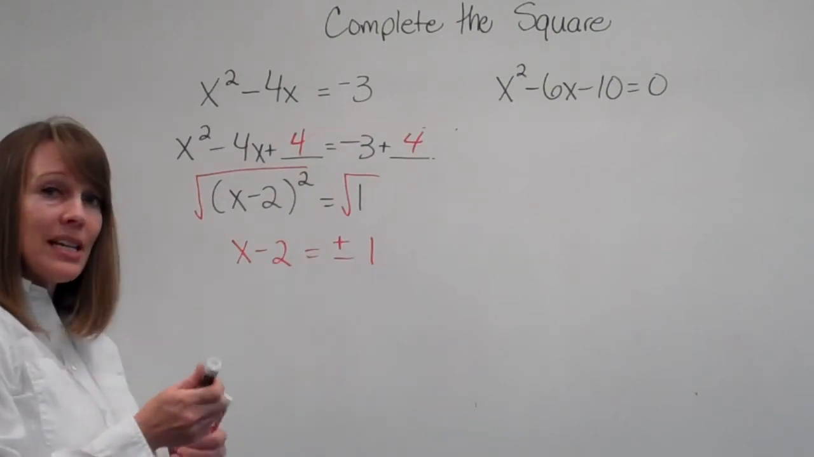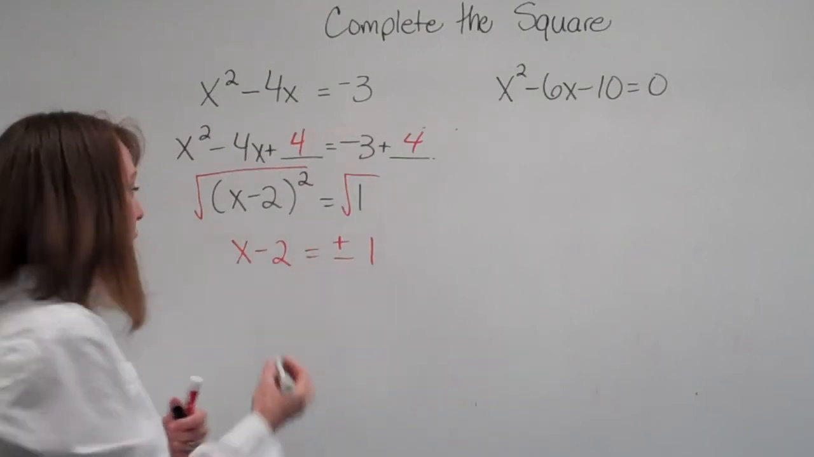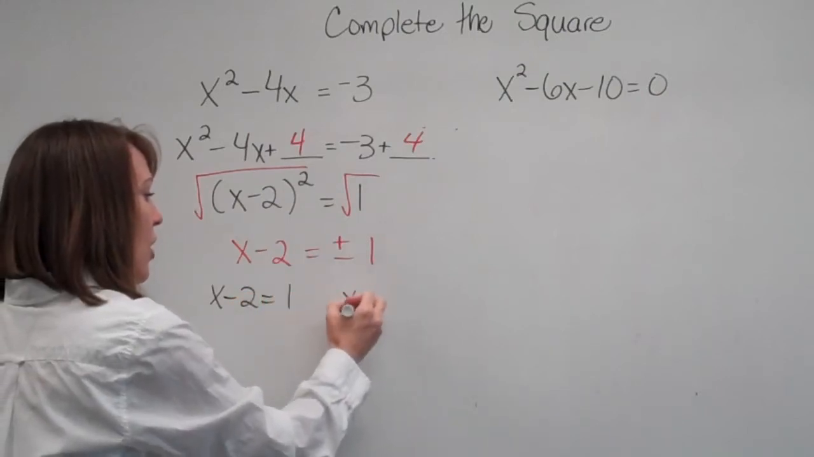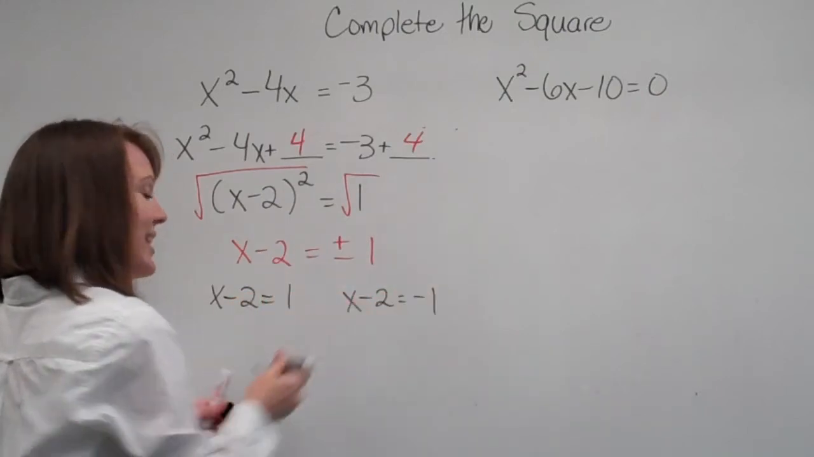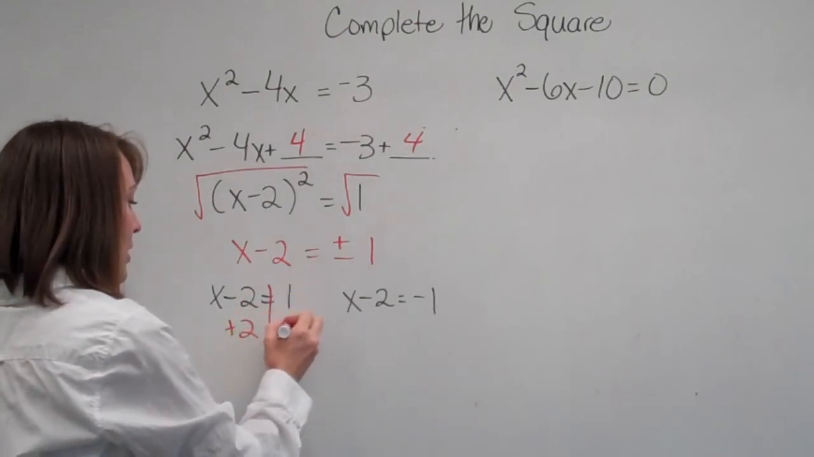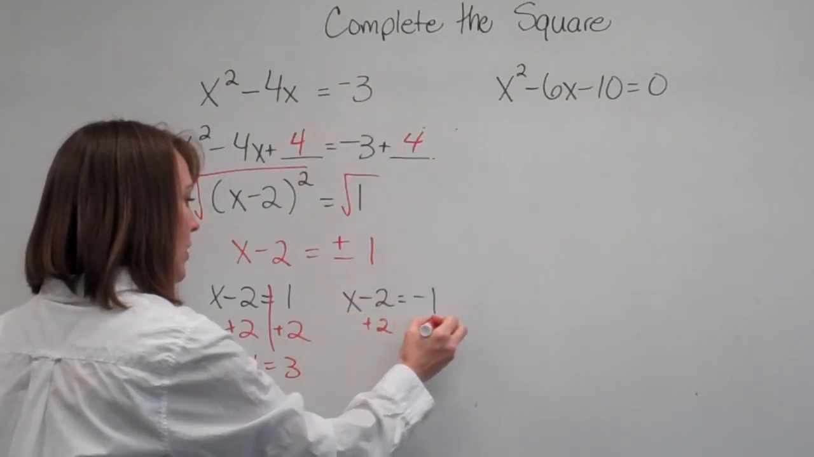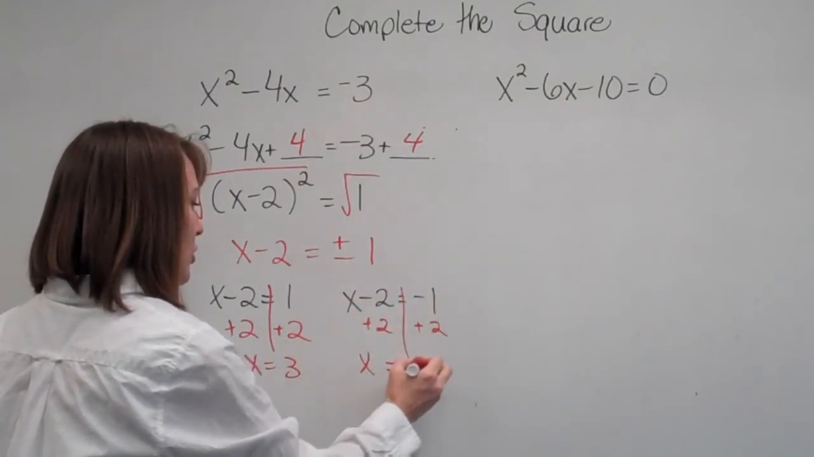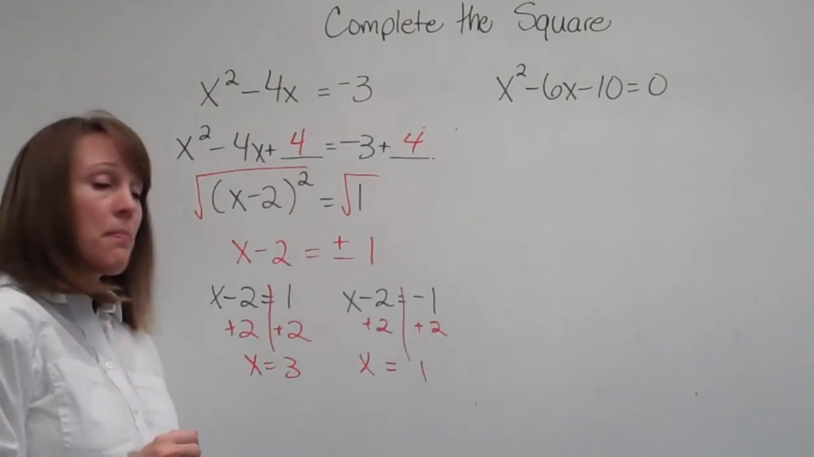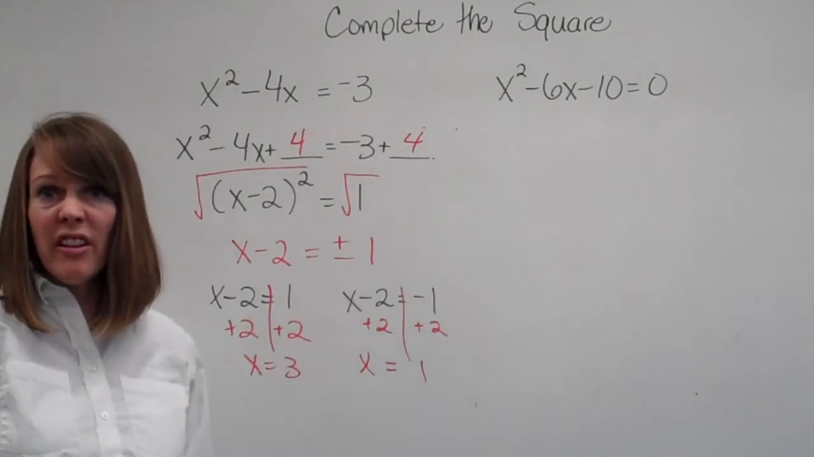All right, the last thing we need to do is just solve this. This actually creates two different problems. So we have x minus 2 is equal to positive 1, or x minus 2 is equal to negative 1. Now when we solve this, we will end up with x equaling 3, or x equaling positive 1. So it's going to hit the ground at positive 1 and positive 3. Again, this factored out really nicely. We could have done factoring.